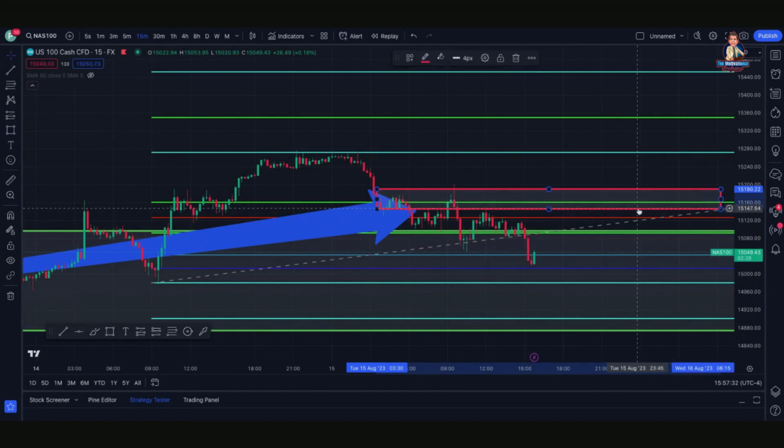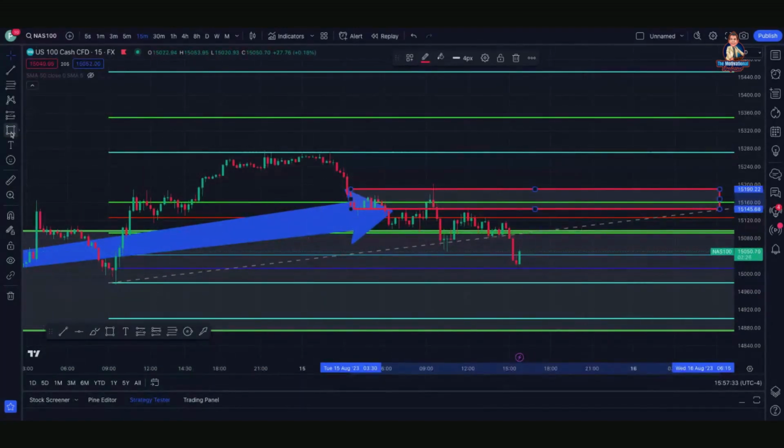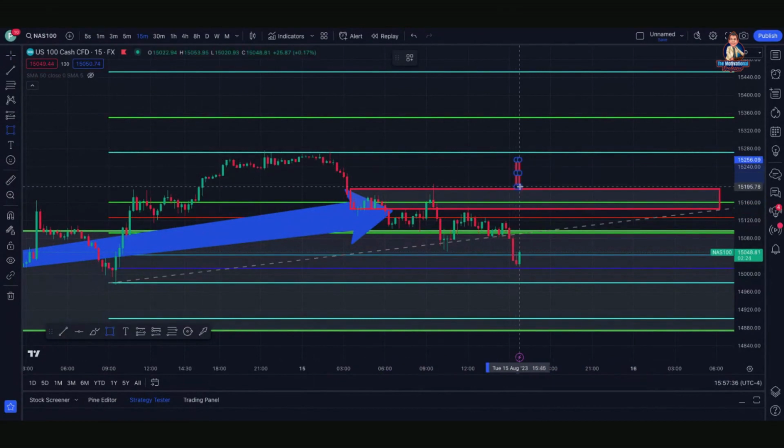Okay. Right here. Once we get a candle to come all the way up here, if you want to be super conservative, this is for the conservative traders. Then you wait till you close up here, right? And then if price comes up to this area, you're looking for price to come up, then looking for price to come down, to retest that area and then go to our next Fibonacci level, which is here.